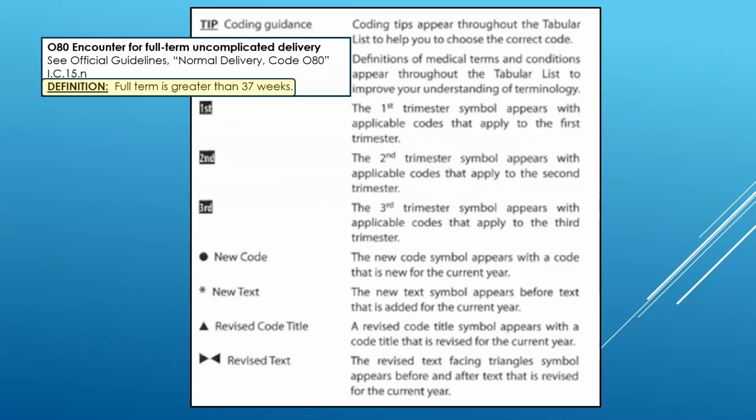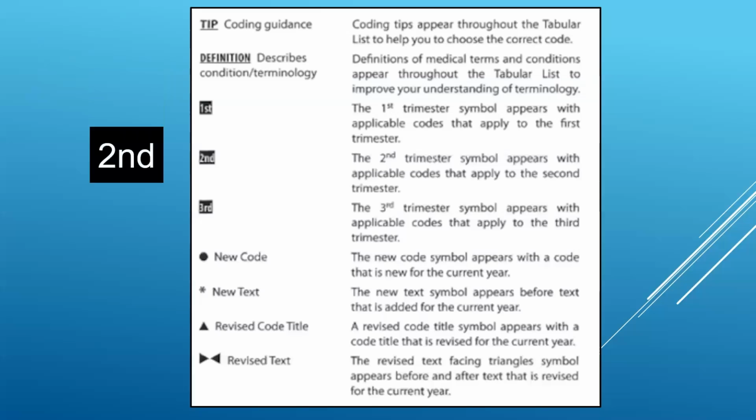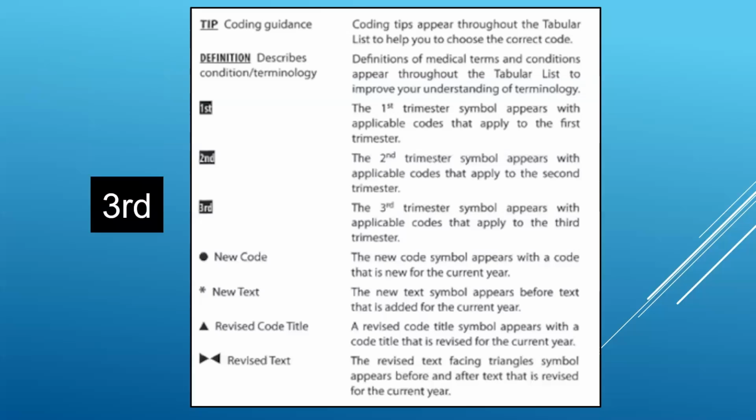Definitions of medical terms and conditions appear throughout the tabular list to improve your understanding of terminology. O80 is used for full-term, uncomplicated delivery. Under O80, there is a definition that states full term is greater than 37 weeks. This first symbol indicates the first trimester of a pregnancy and will appear with applicable codes that apply to the first trimester. The same goes for the second and third symbols.